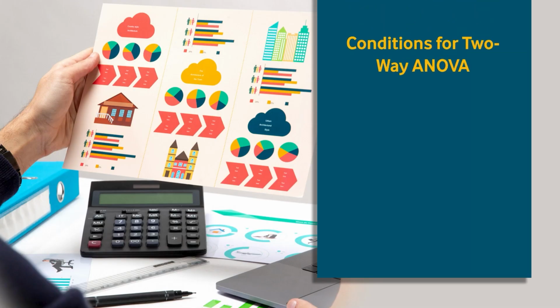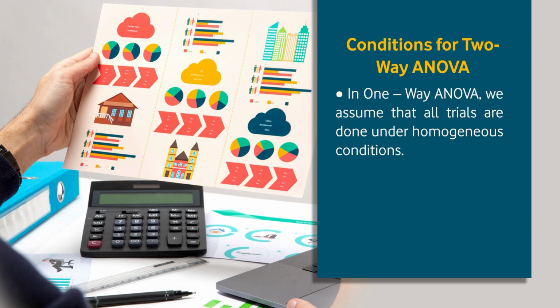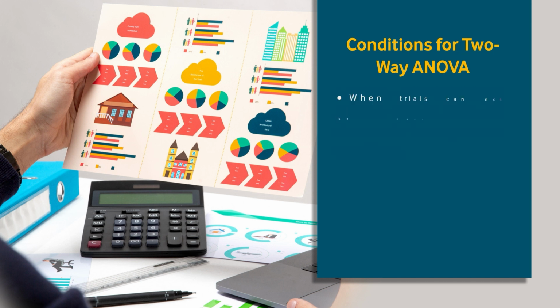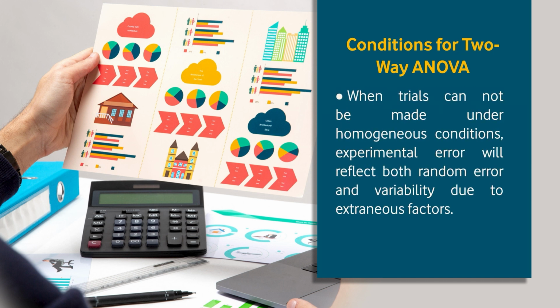Now, conditions for two-way ANOVA. In one-way ANOVA, we assume that all trials are done under homogeneous conditions. That means all background factors remain the same. Now, the question is, when the data cannot be collected under homogeneous conditions and we are forced to vary the conditions. The experimental error in this case will reflect both random variability and variability due to an extraneous factor. So, there will be some extraneous factor which comes into the picture when the conditions are heterogeneous, varying from trial to trial.